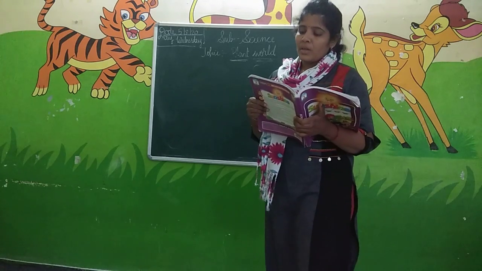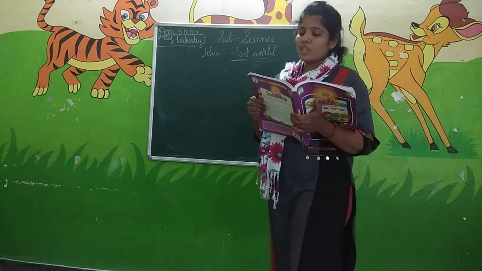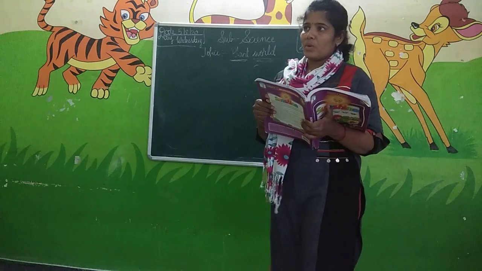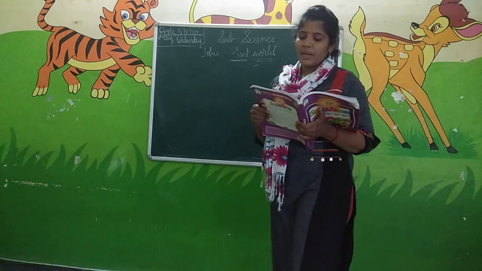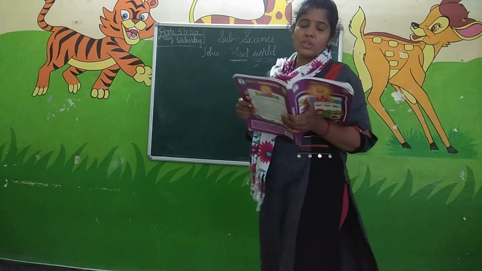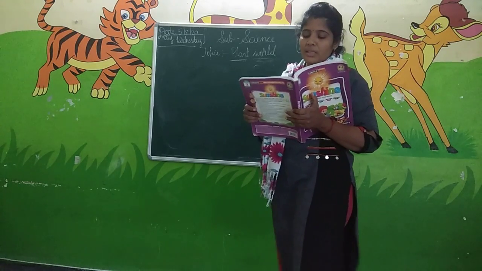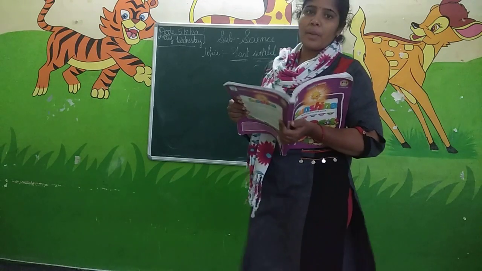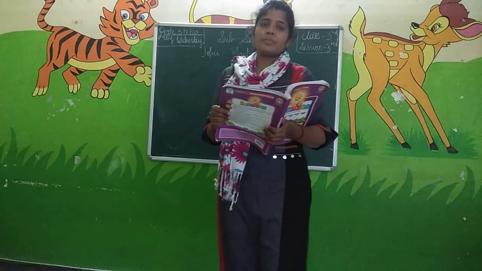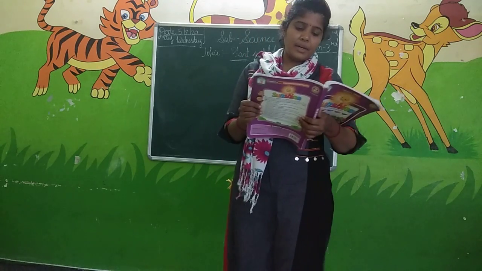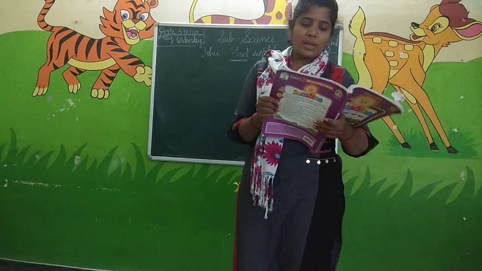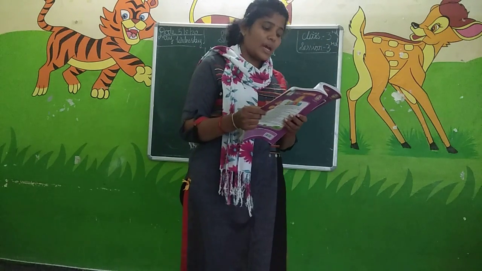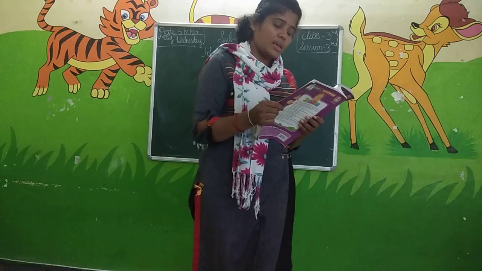In pulses, arhar, rajma, beans, okay, tur dal, gram, black gram, green gram. They are the pulses. We are also consuming that. Next is spices. Okay, we use them while cooking, no? Spices: black pepper, cloves. Next coriander, sesame. Okay, they are the spices which are used in cooking. They are the seeds of a plant and we are using them as food.